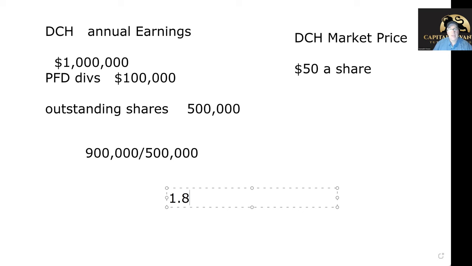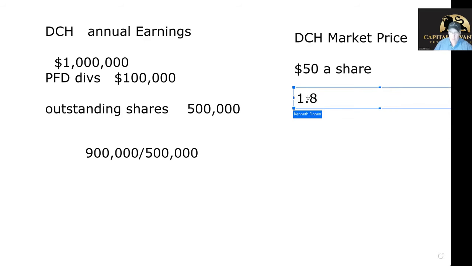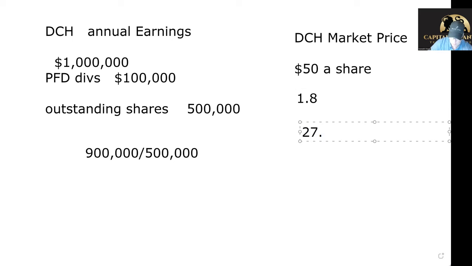Now let's jump over to PE ratio. We kill two birds with one stone. PE ratio is market price divided by earnings per share. It's also called the multiple. So we're going to do 50 divided by 1.8 equals 27.77. That is my PE ratio, also known as a multiple. If it's a high PE ratio, then it's a growth stock. If it's a low PE ratio, it's a value stock. It is not harder than this. You're not going to get a lot of questions on it.